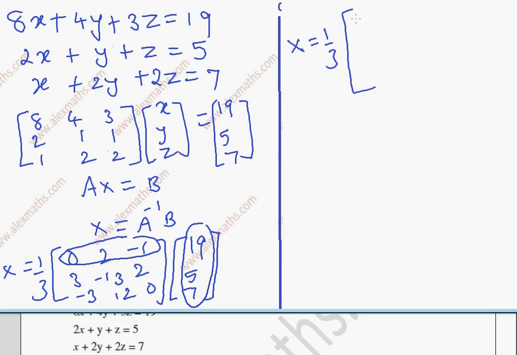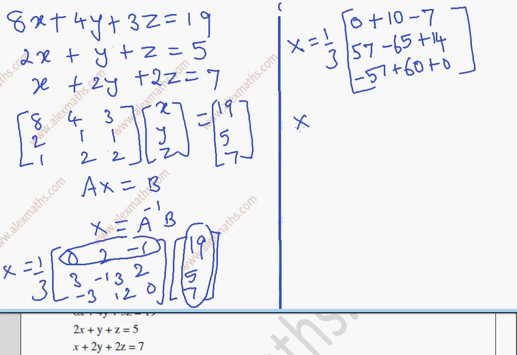So the first element will be 0 plus 10 minus 7. Then the second will be 57 minus 65 plus 14. Then the third will be minus 57 plus 60 plus 0. So totally, 1 by 3 into this is 3. This is going to be minus 8. So 14 minus 8 will be 6 and this will be 3. So we got the answer, after dividing by 3, as 1, 2 and 1.